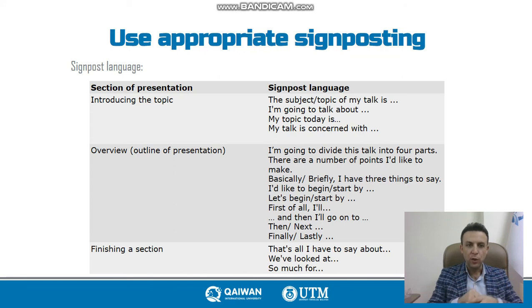For example, when you are trying to introduce a topic, you can use any of these phrases. You can say, the subject or the topic of my talk is, or you can say, I'm going to talk about, or my topic today is, or anything else that makes it clear to the audience what exactly you are talking about.